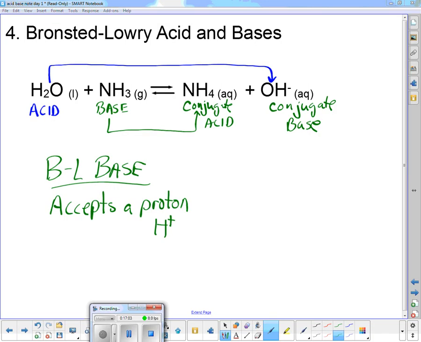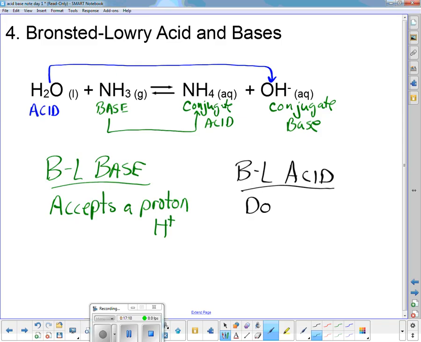Okay, so we're going back and identifying Bronsted-Lowry. A Bronsted-Lowry base accepts a proton. The Bronsted-Lowry acid donates a proton. Okay, so those are our definitions of Bronsted-Lowry. For some reason, I've got to go back and put that slide in. I don't know where it went.